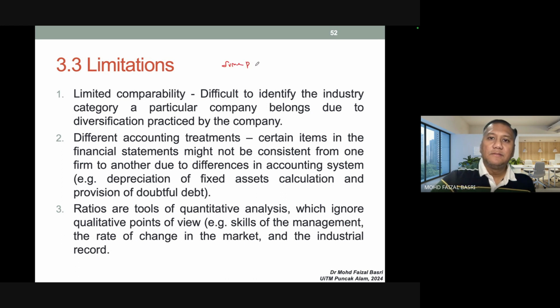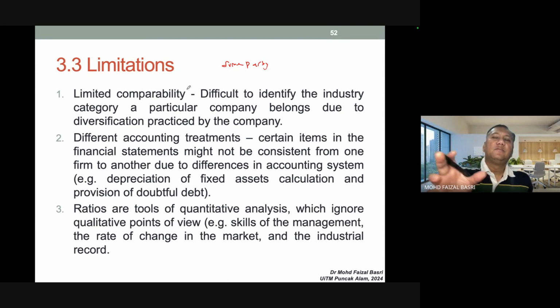Dia conglomerate kan, Sandabi. Dia ada macam-macam dalam ni. Dia ada plantation, dia ada construction, dia ada motor vehicles pun dia ada, Sandabi Motors kan. So kalau you ambil the parent company, you kena cari satu company yang sama macam Sandabi, susah. Yang ada similar pun mungkin tak semua composition dia sama. Alright, so then you have problems lah, limited comparability.